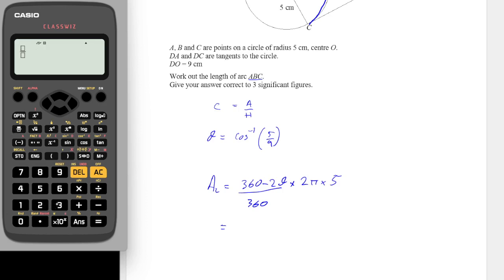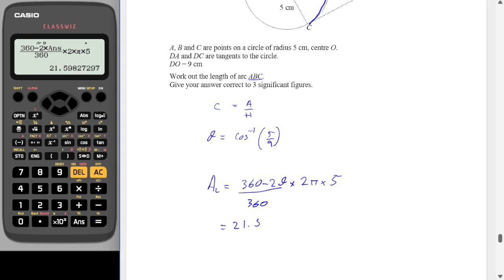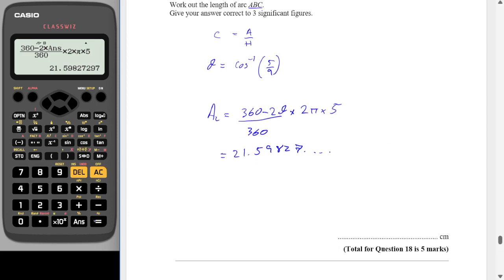So if we do the whole thing, 360 minus 2 times by the answer that we just worked out, divided by 360, and then we want to times that by 2 times pi times by 5. So we make it 21.59827... So to 3 significant figures, that's going to be 21.6.